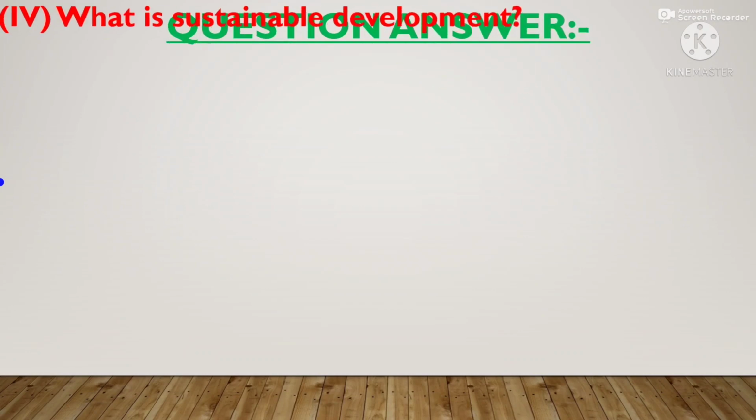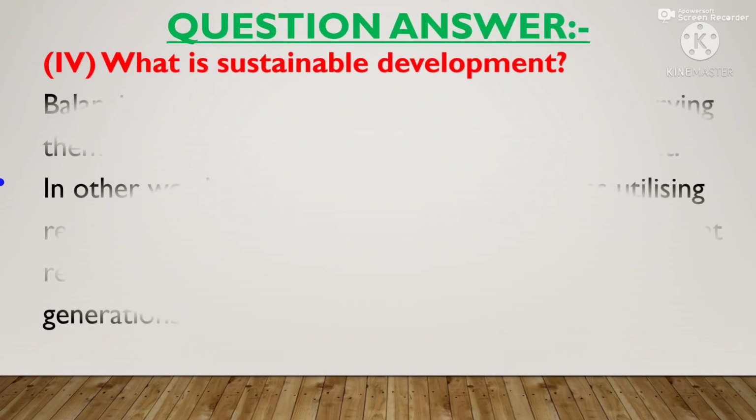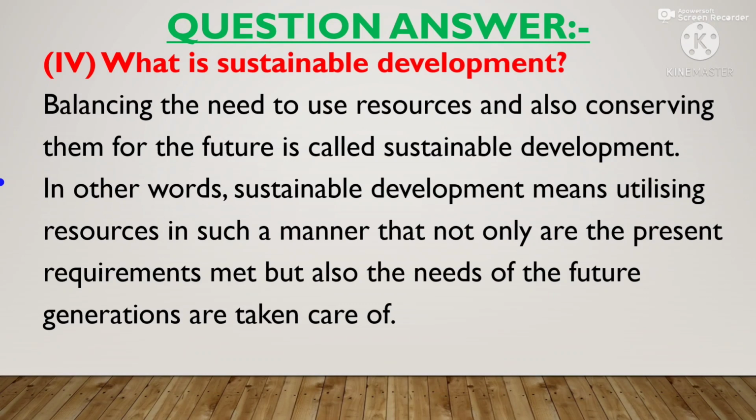Next question. What is sustainable development? Balancing the need to use resources and also conserving them for the future is called sustainable development. In other words, sustainable development means utilizing resources in such a manner that not only are the present requirements met, but also the needs of the future generation are taken care of.